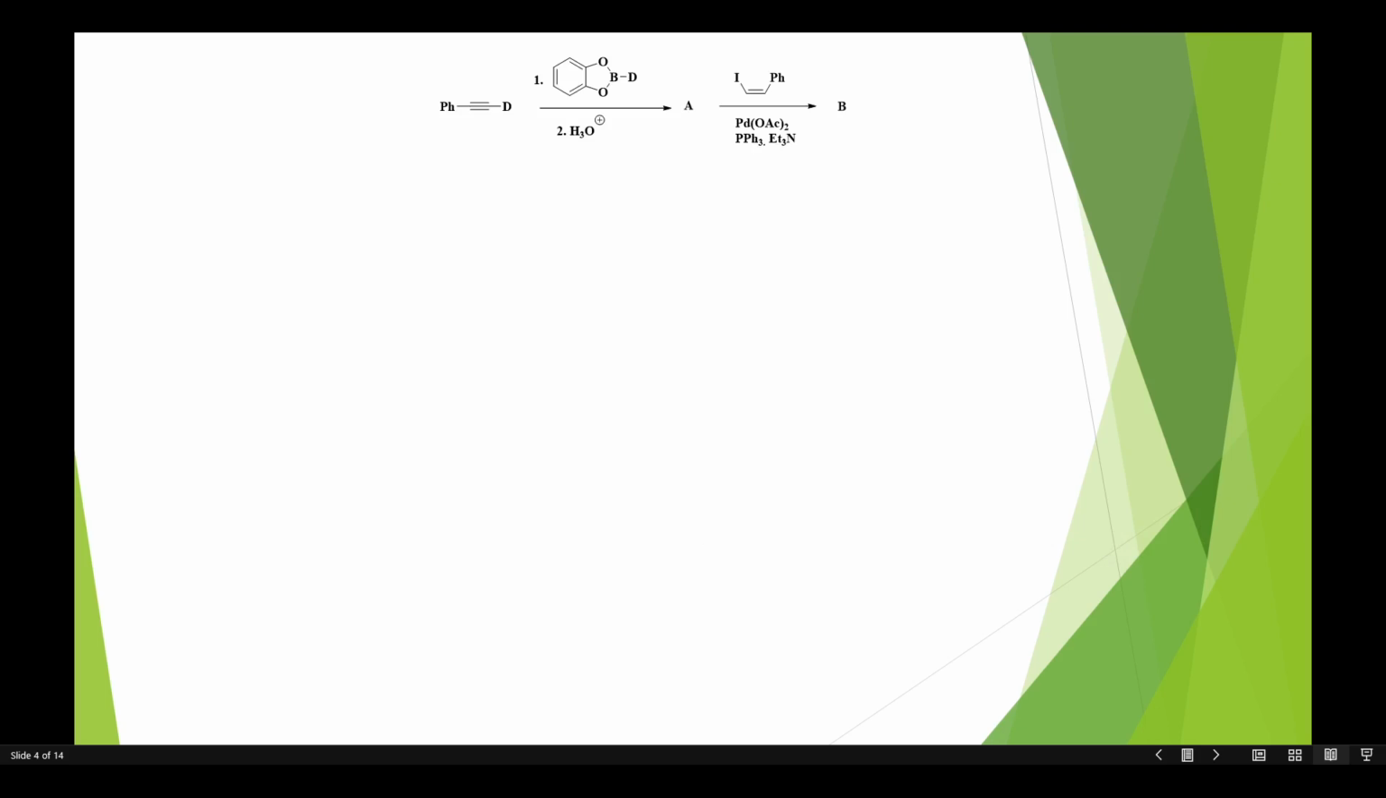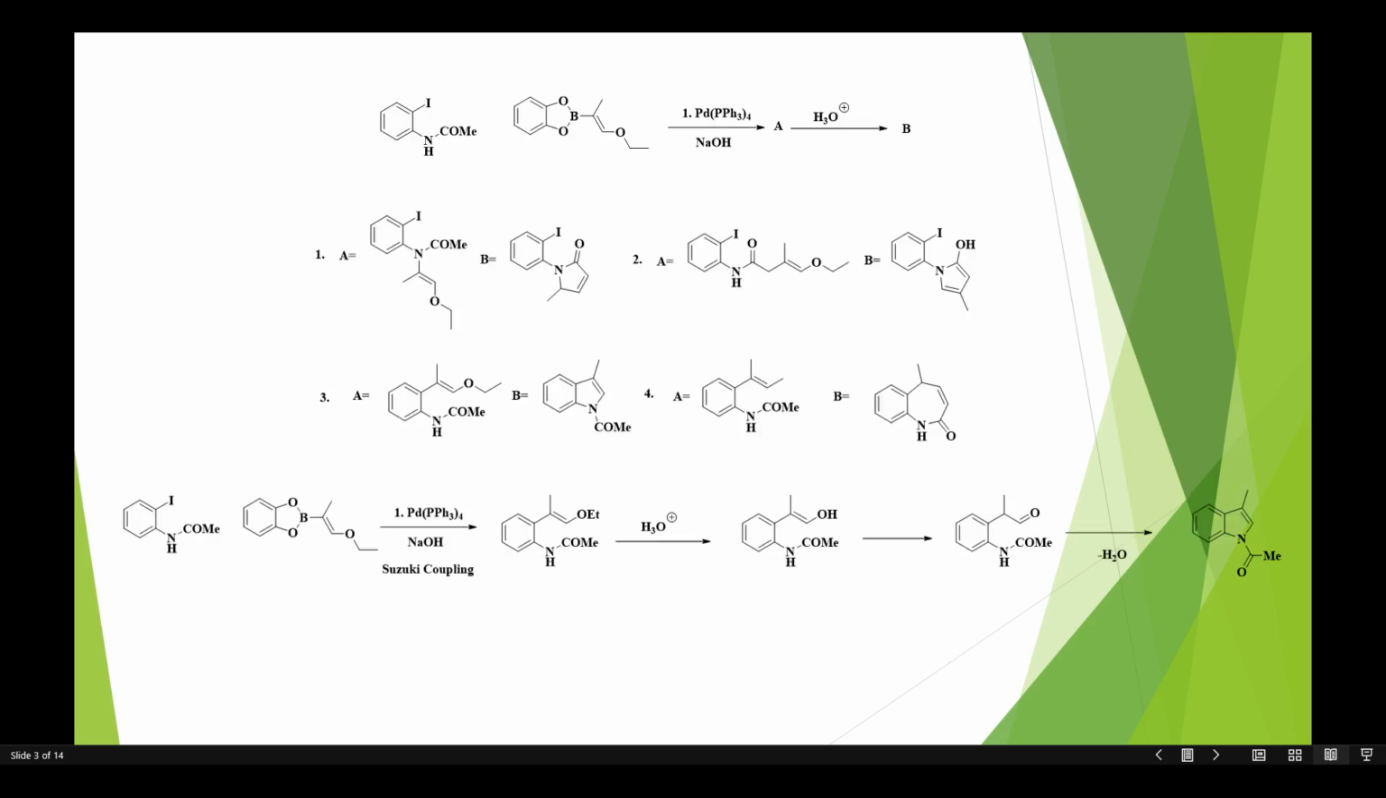In the next question, we have an alkyne, but in this case a deuterated alkyne, along with the boron ester. This is the boron. But in the previous cases you saw we used a palladium metal. In this case we have not used any palladium metal. And what will actually happen in the first step in this case?